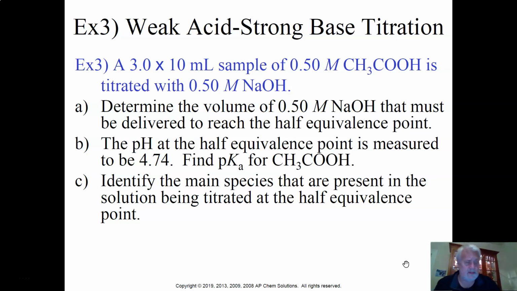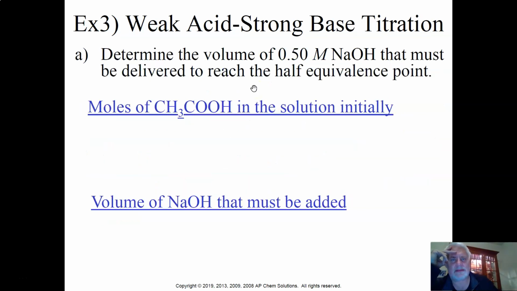A weak acid, strong base. Another third example right here is you have a sample of acetic acid being titrated with NaOH. And then it asks you three questions here. First one is determine the volume of 0.50 NaOH that must be delivered to reach the half equivalence point. Okay? So let's talk about what that is. What is the half equivalence point?